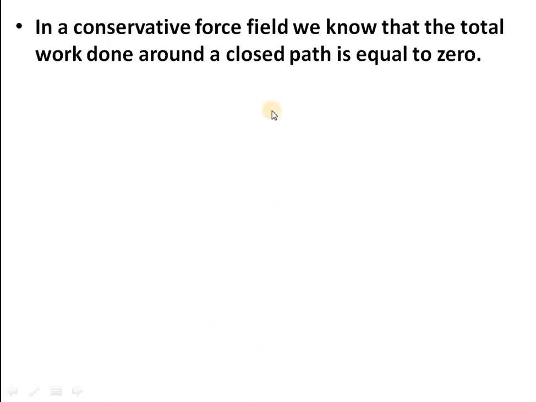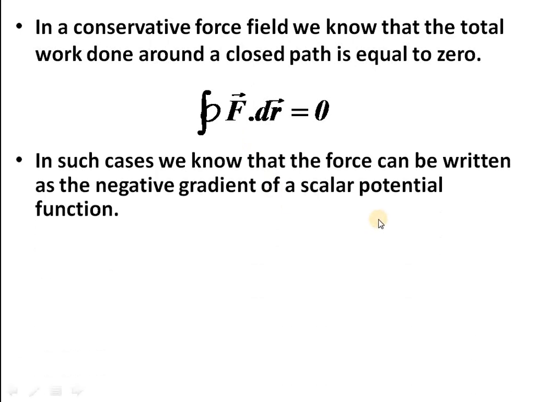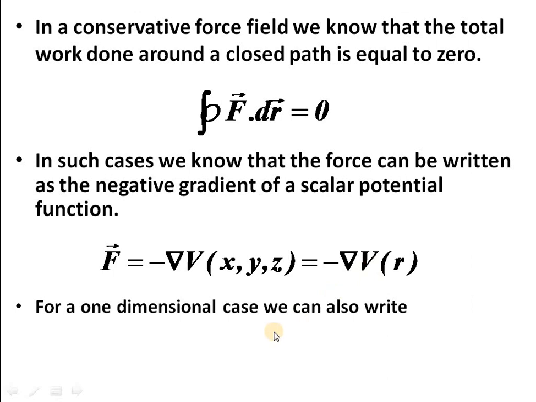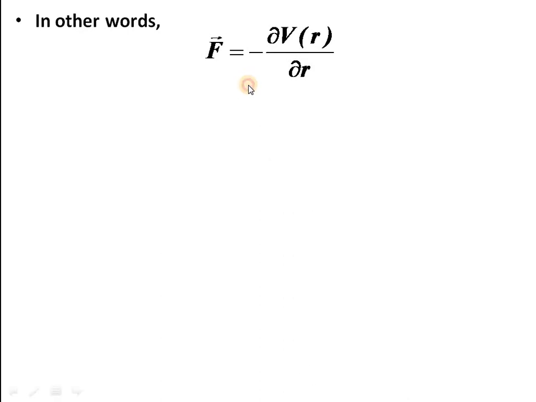Now we know if a force is conservative, you had already done its closed line integral of work done around a closed path will equal 0. In that case, you usually write force as a negative gradient of a potential. In this case, we took it as V. And for a one-dimensional case, we usually write force equals negative dV by dr. Or you can simply rearrange it by taking the total differential. You can write it as F dot dr equal to minus dV.